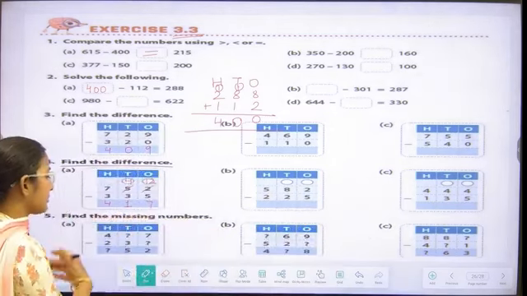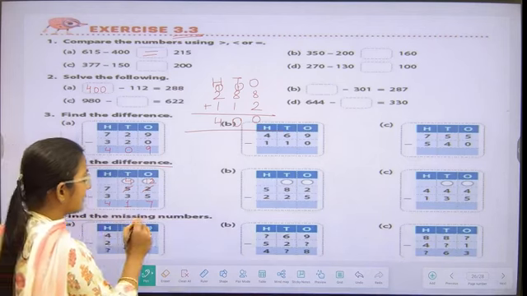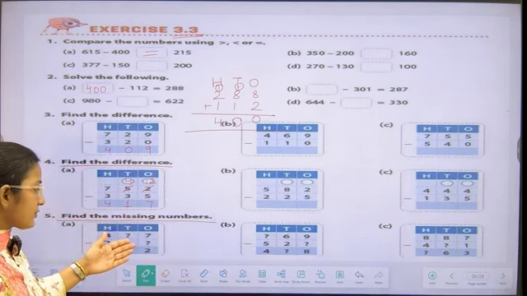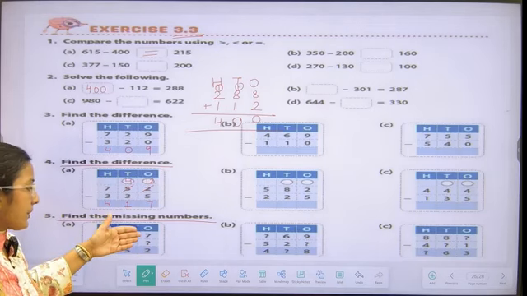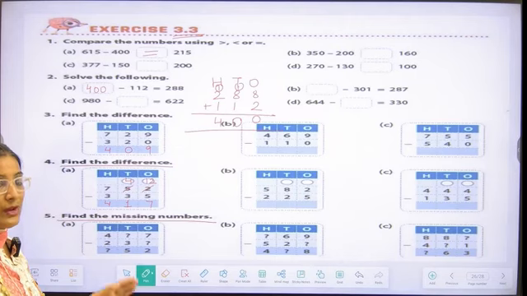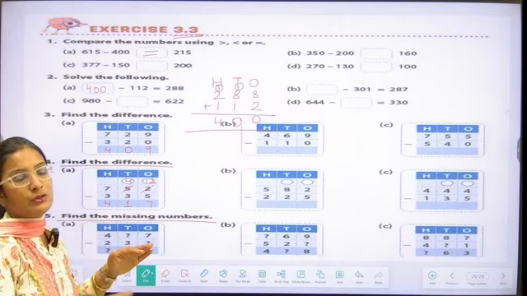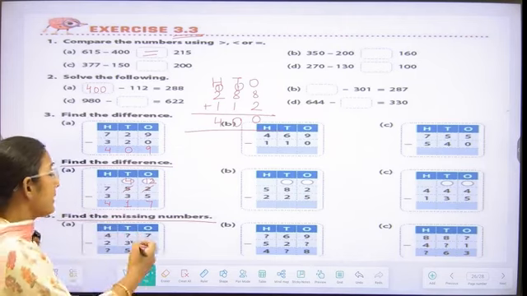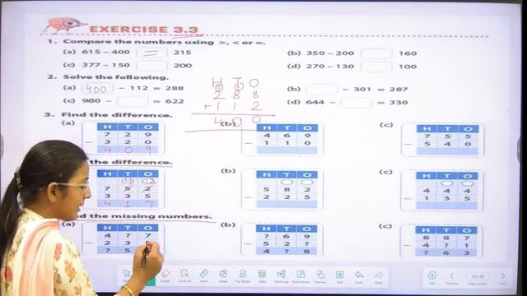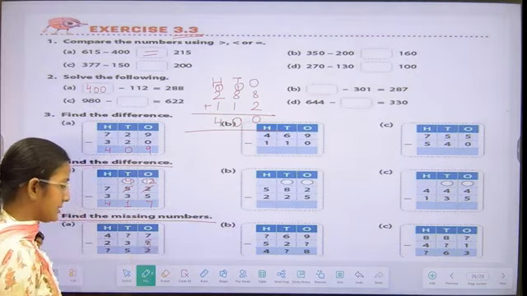Now moving to the next question, we have to find the missing numbers. So student, as you can see in the first one, what should I subtract from 7 to get 2? So what should I do? I have to find out the smaller number. So we have to subtract the difference from the bigger number. So if I am subtracting 2 from 7, I am getting 5 for this.